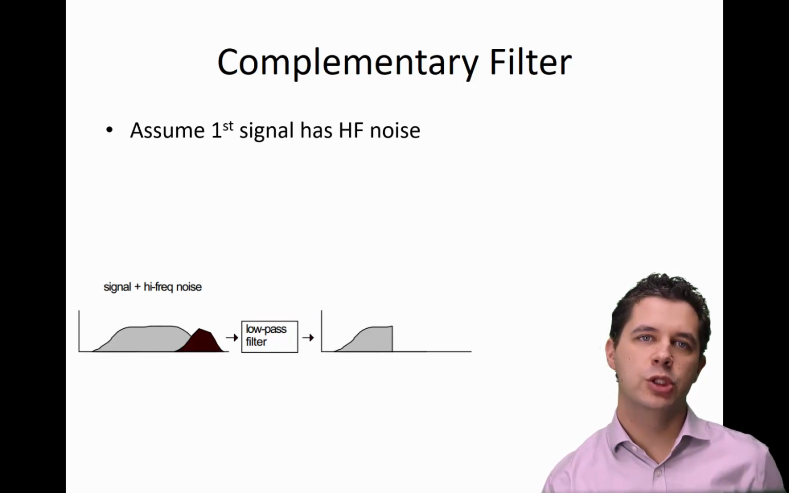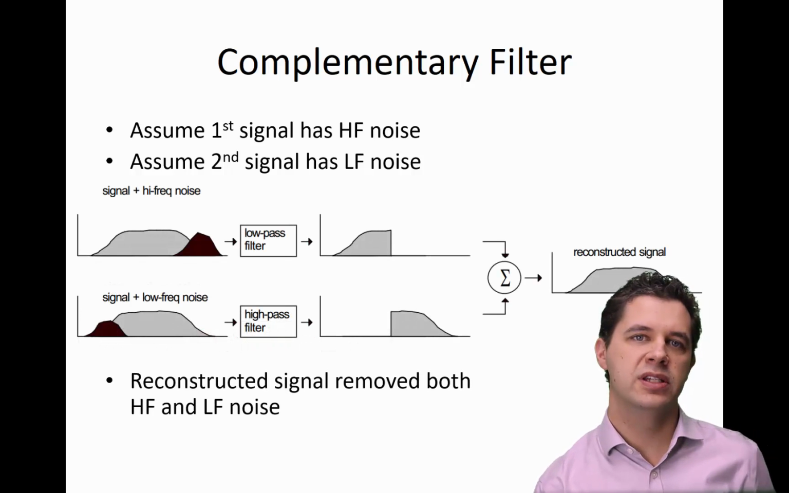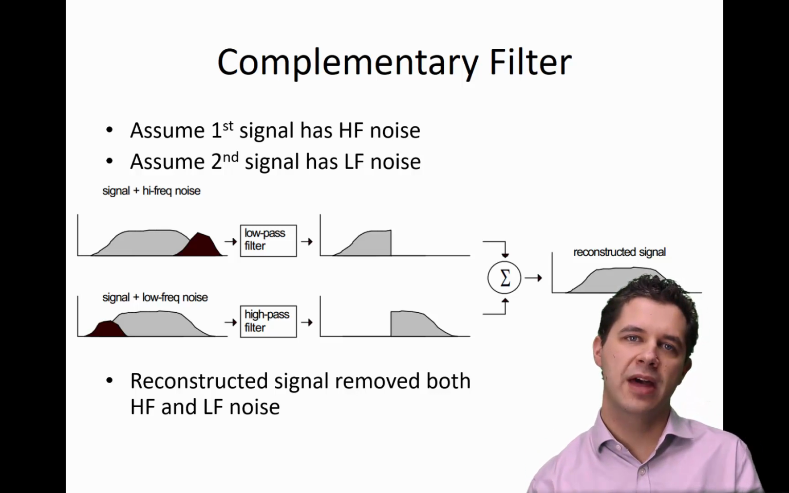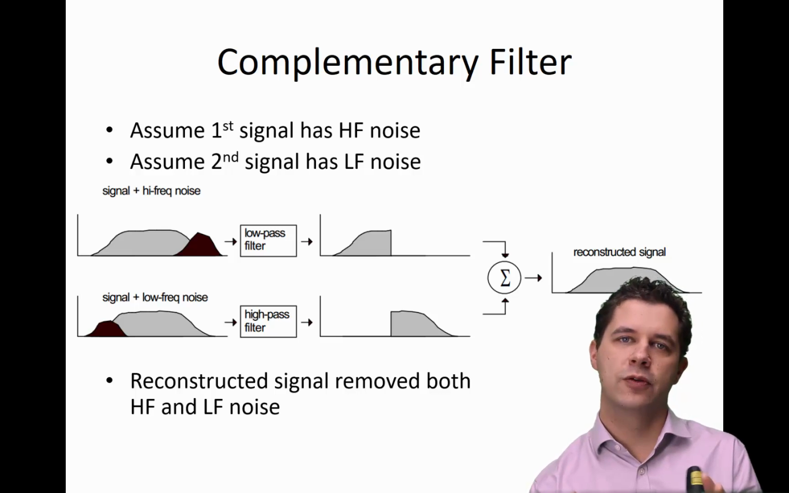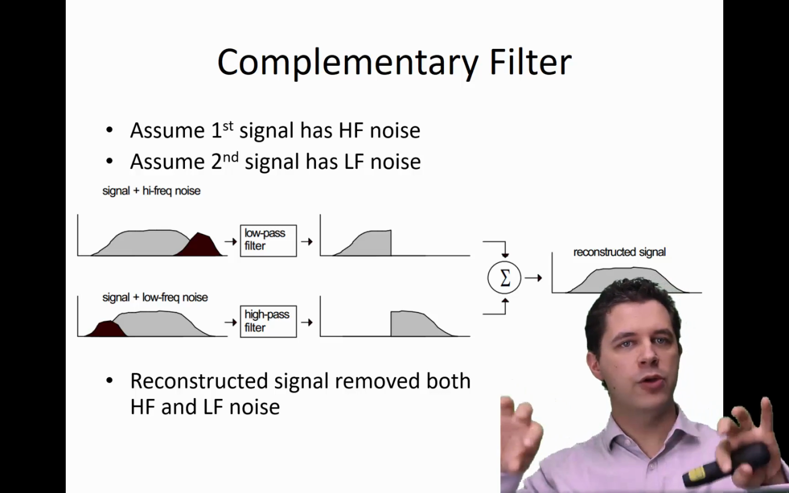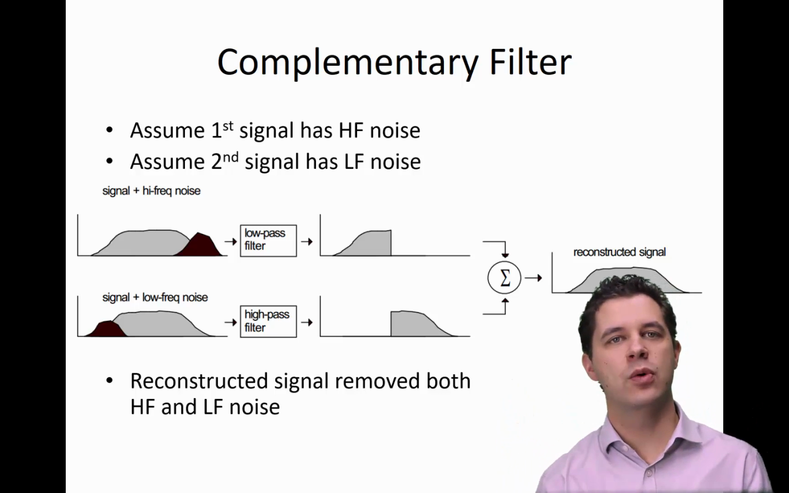So here's an example, assuming we have one signal with a high frequency noise and a second signal that happens to exhibit a low frequency noise. If we could filter out the high frequency noise from one and filter out the low frequency noise from the other and join them together in some sort of a summation way, we could have a reconstructed signal where we've removed both high and low frequency noise and got a better signal than either of those other ones.